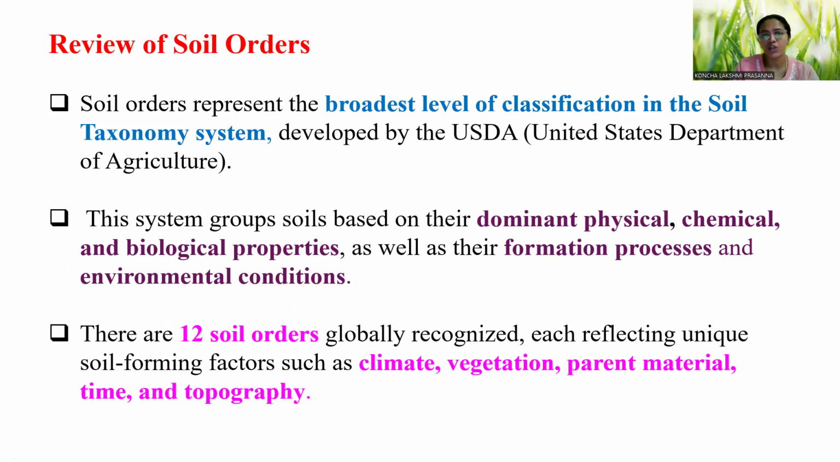There are 12 types of soil orders which are globally recognized, each reflecting the unique soil forming factors such as climate, vegetation, parent material, time, and topography. So the soil orders have been classified by the United States Department of Agriculture. The soils are classified based on dominant physical, chemical, biological properties, as well as the forming processes and the environmental conditions, which depend on factors like climate, vegetation, parent material, time, and topography.